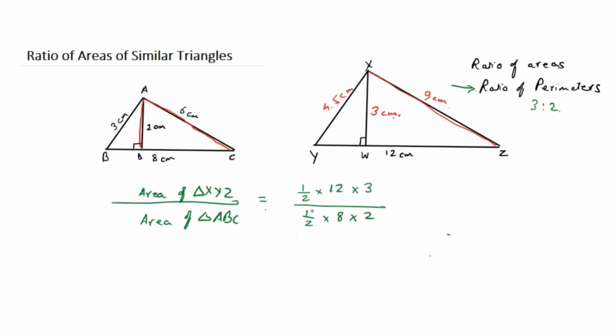So the half and half can get cancelled out. 12 and 8 can be divided by 4. So we get 3 times 4, 3 times 4 we get 12, and 2 times 4 we get 8. So what we are left with is 9 over 4. So you see how if we square the ratio 3 is to 2, we get 9 is to 4. So the ratio of the areas is 9 is to 4. We saw that numerically also this time.